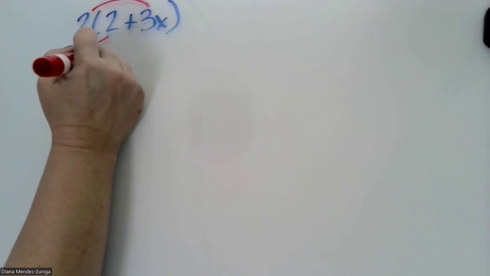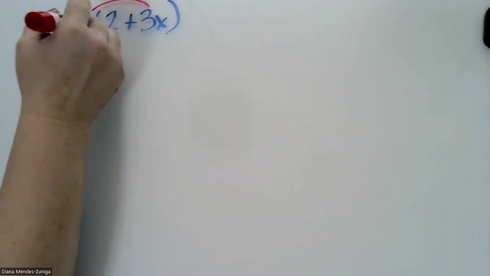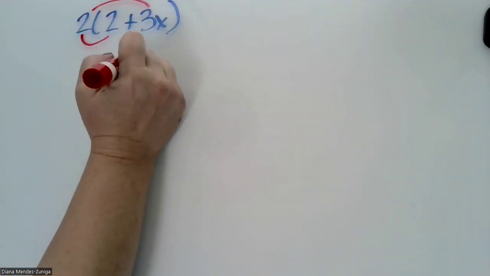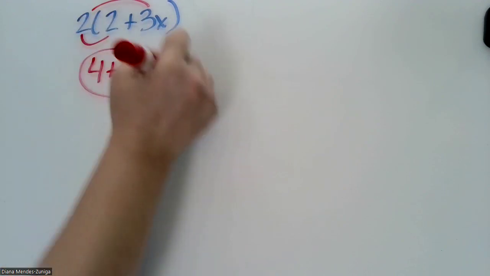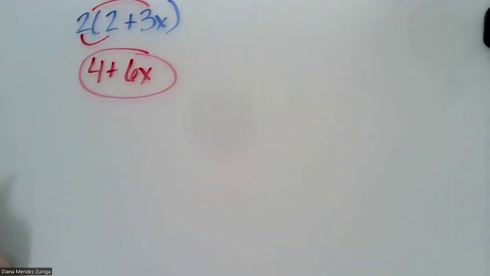So 2 times 2 is 4. And then 2 times 3x is going to equal 6x. So your answer is now 4 plus 6x. That's all there is to it.